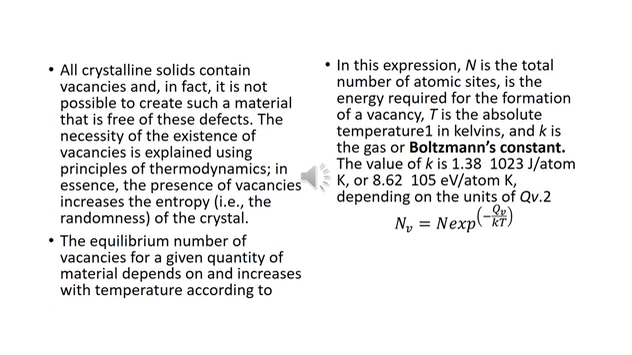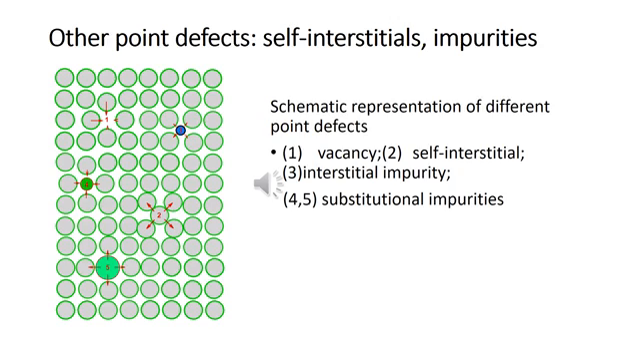So vacancy formation is driven by thermodynamics. As vacancies are produced, there's an increase in entropy or randomness, which is usually the desired state for materials. And we can quantify the number of vacancies that can be created in a material under different conditions. And this is the equation that is required. These are the other point defects that you have.